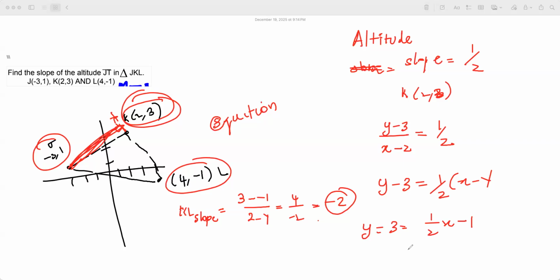So what happens here? 2y minus 6 will be equal to x minus 2. You can write it out as anything. So 2y will be equal to x plus 4, right? y will be equal to 1 by 2 x plus 2. Make sense? Any other questions?